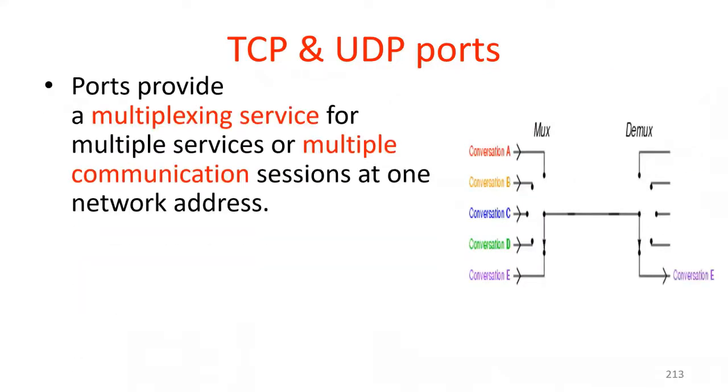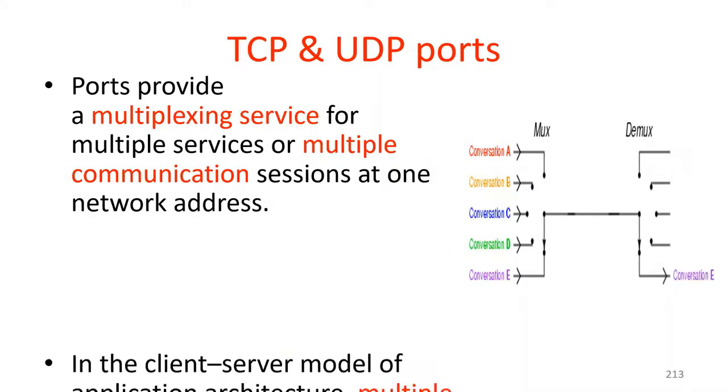And then coming to this, the port provides a multiplexing service. Multiplexing service means several services are combined into a single service. In this diagram you have services A, B, C, D, E combined into a single service. That is called multiplexing. That means there are multiple communication sessions at one network address. That is the multiplexing service. Several port numbers are used for providing the multiplexing service.